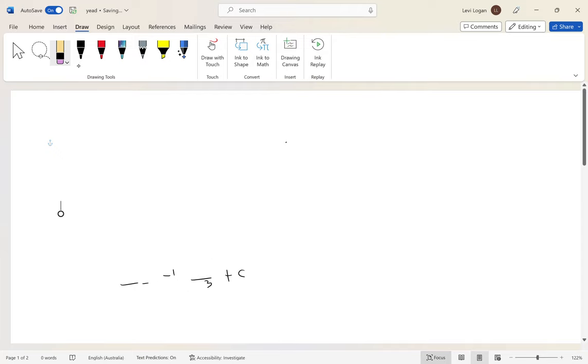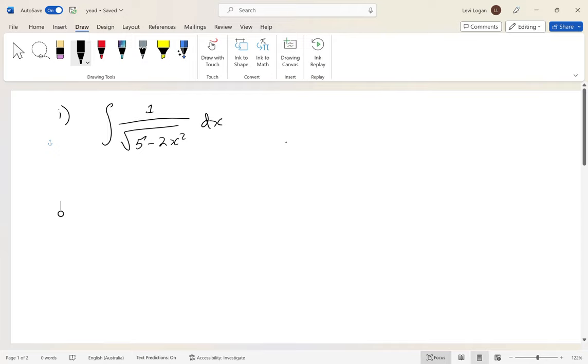Alright, let's have a go at I now. So have a go at this one. So go I, the integral over 1 over the square root of 5 minus 2x squared dx. Alright, feel free to pause the video and have a go at that.